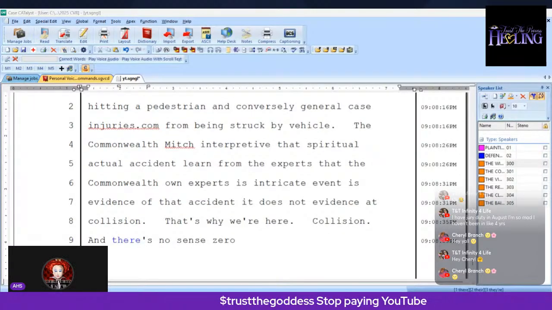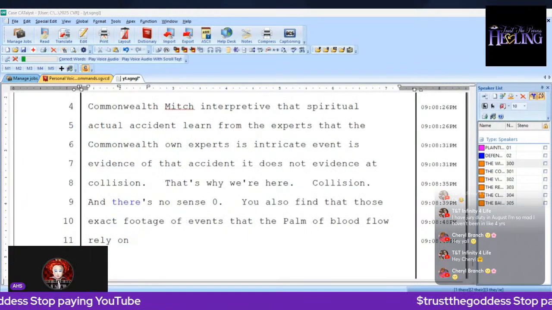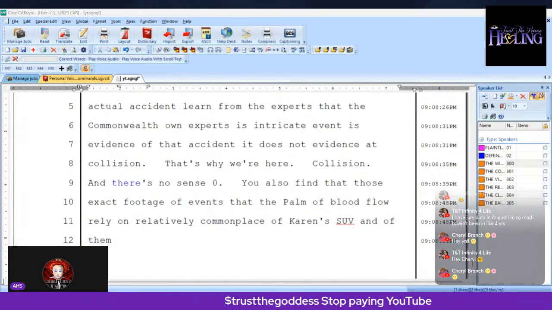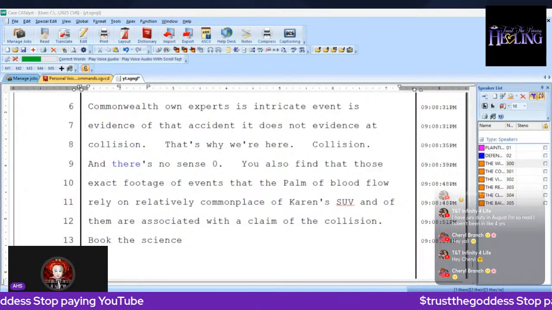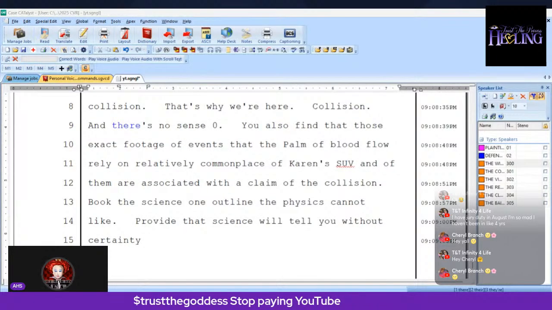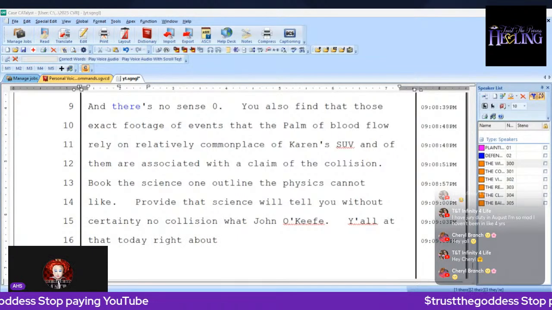You'll also find that those exact sort of triggering events that the Commonwealth will rely on are relatively commonplace on Karen's SUV, and none of them are associated with a claim of a collision. Folks, the science will not lie. The physics cannot lie. And that science will tell you with certainty there was no collision with John O'Keefe. You'll add that to that rising mountain of reasonable doubt.